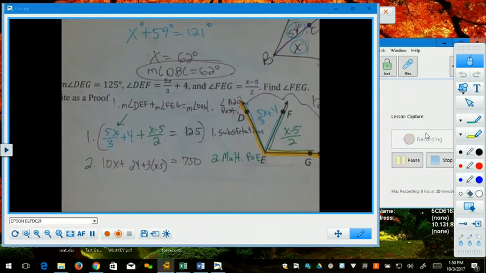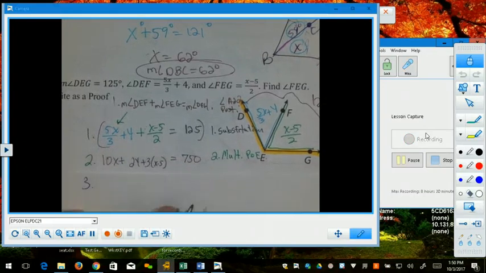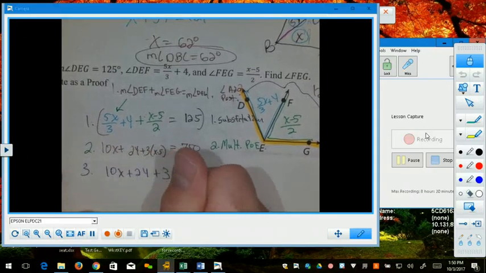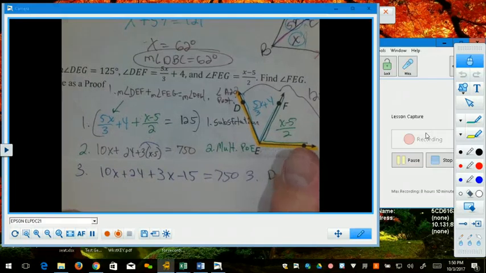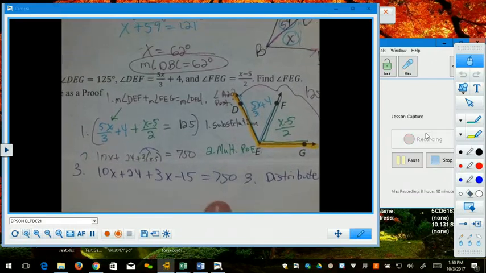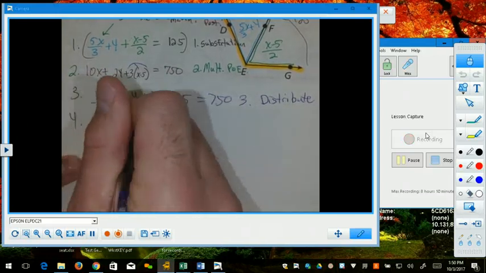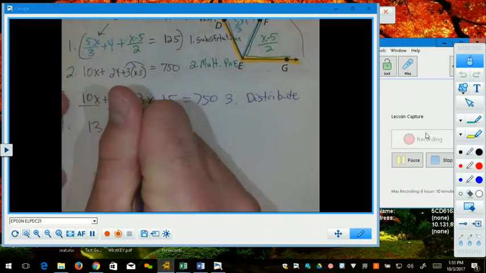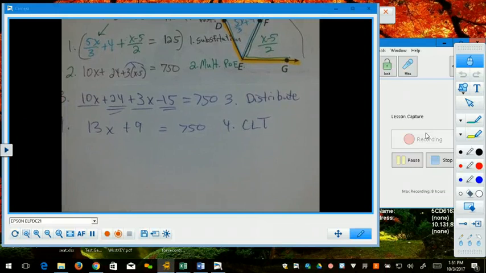Now I'm going to distribute. So I will have 10x plus 24 plus 3x minus 15 when I distribute the 3 equals 750. My reason being that I simplified. I just write distribute. Now I'm going to combine like terms. So that's going to give me 13x. 24 minus 15 is 9. So I've got plus 9 equals 750. I combined like terms, so in my proof I write CLT or simplify.